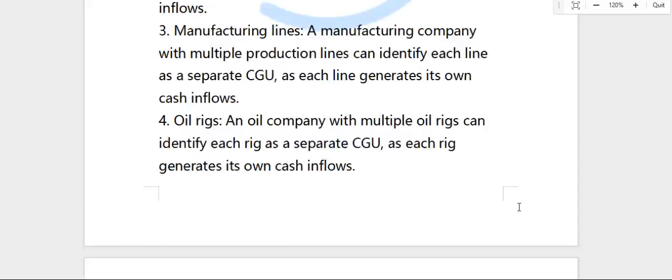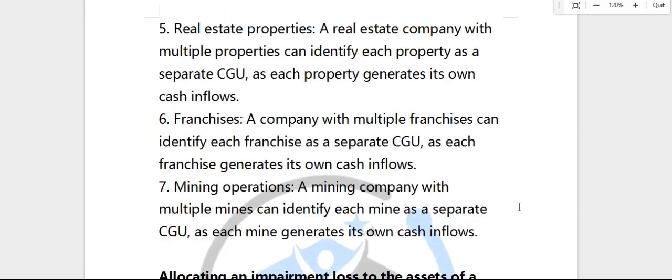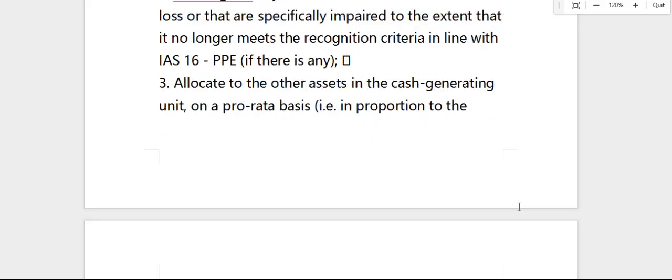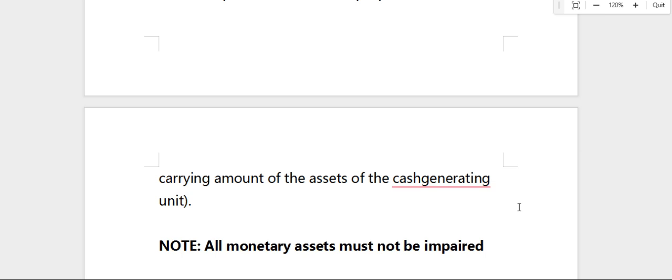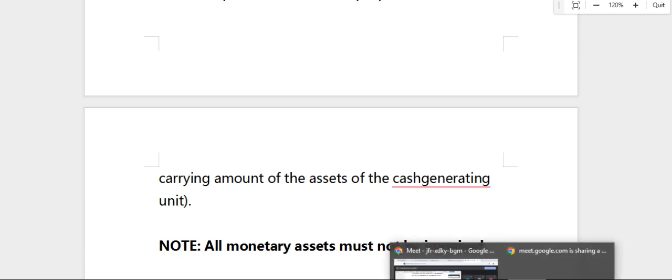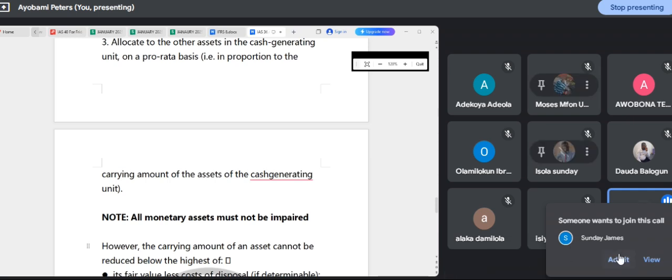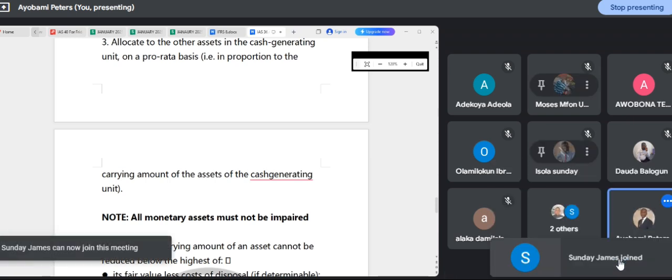However, there are clauses to all of this. The clause is that all monetary assets must never be impaired. Where you have anything like monetary assets, you cannot impair them. That is financial assets, which will be treated under IFRS 9. When we get there, you will have more understanding of it. But when you see that there is a monetary asset, or when they write something like financial asset, you should know that you cannot impair it. It's as simple as that.